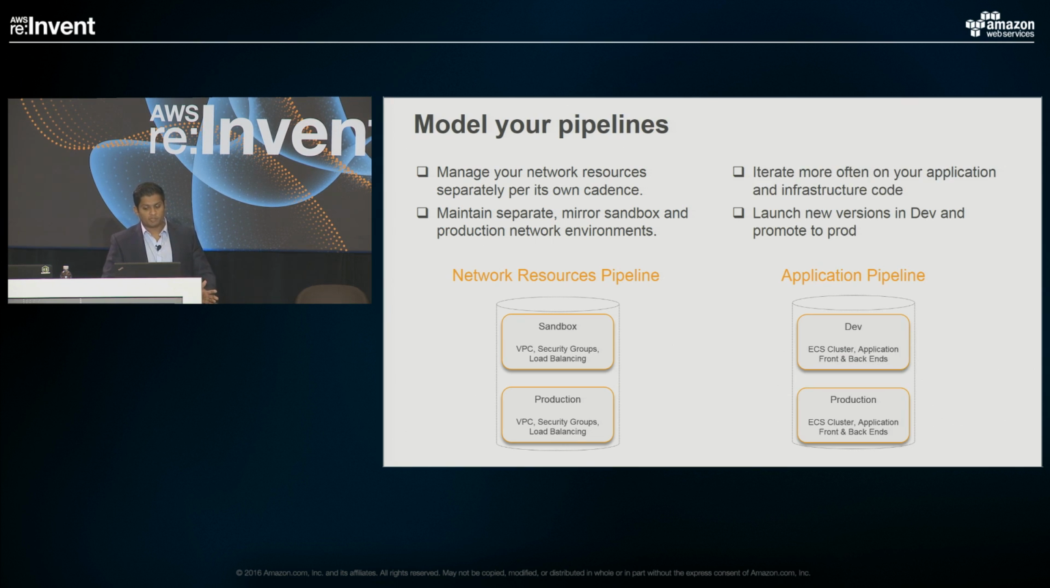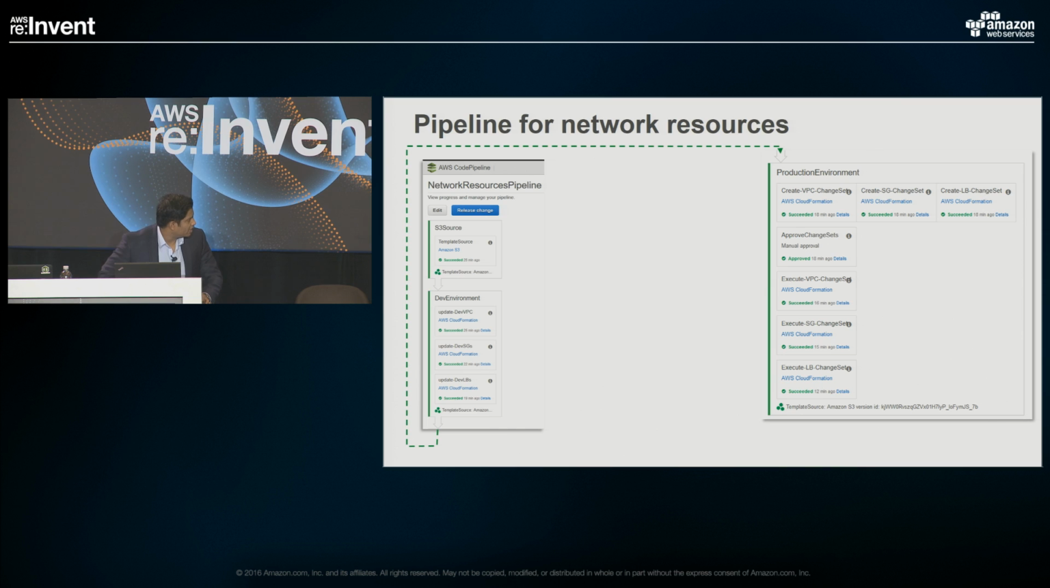I also modeled an application pipeline, slightly different, but here it allows you to iterate on your application code more often, separate from your networking components. You may want to make changes very rarely to your networking setup. You want your application pipeline to trigger more often. So you set that up as a separate pipeline with dev and production. A little bit of an eye chart, but I will go to the pipeline itself in CodePipeline and allow you to see this in a little higher resolution.